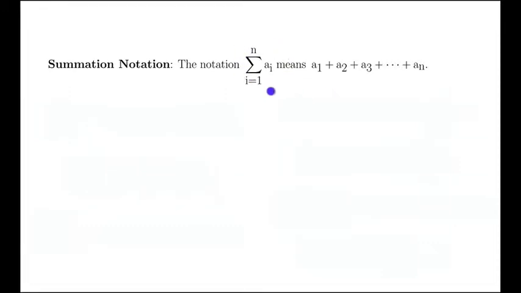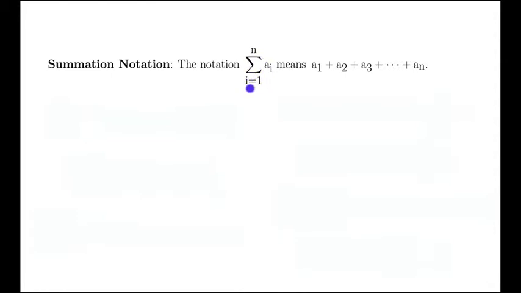Summation notation. This is the symbols we use to stand for a sum. It helps us compress a long sum into a very short form. This symbol right here is a capital sigma. Sigma is a Greek letter. This is just a capital sigma, and it stands for sum.